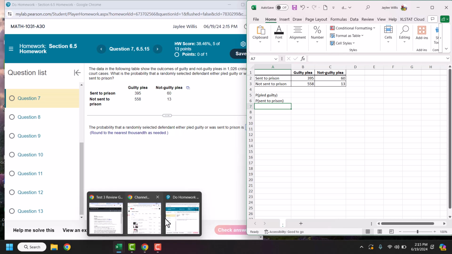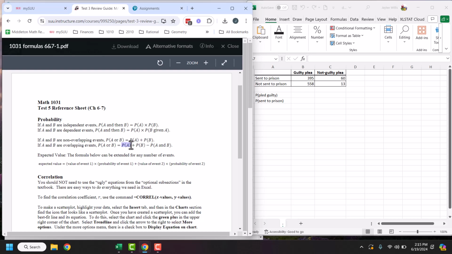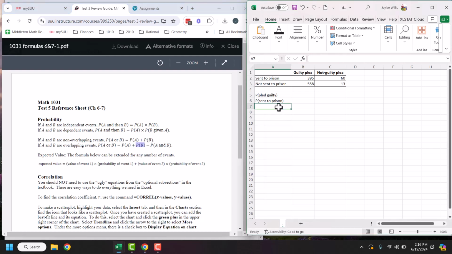So going back to our formula, to calculate this out, I need to find the probability of event A happening, so probability pled guilty, plus the probability of event B happening, and then I also need to find the probability of pleading guilty and being sent to prison. And once I have those results, I'll add these two together and subtract this one to find the probability of one or the other happening.